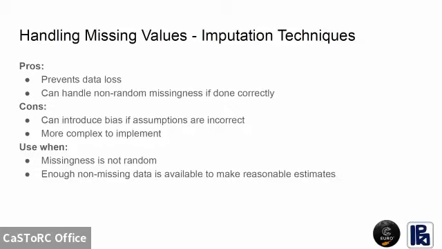So you can use these techniques if the randomness is non-random. But the key is that it is done correctly, because if it is not done correctly, the negative is that it can introduce bias based on the assumptions you make. For example, a simple one: you run a sensor 24 hours per day, and then you want to fill in a missing value for an hour.